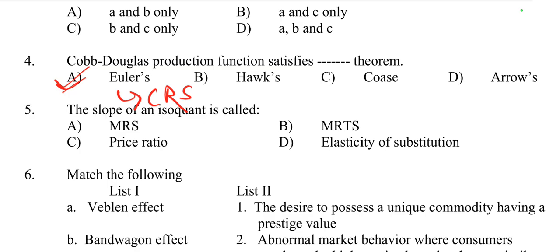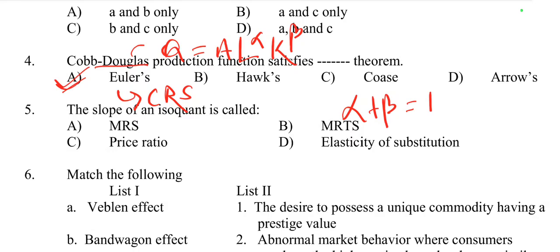The Cobb-Douglas production function equation is Q equals A L to the power alpha into K to the power beta. So here Q means total output, L is labor, K is capital, alpha and beta are output elasticities, and A is a constant. When the value of alpha plus beta is equal to 1, the production function exhibits constant returns to scale.